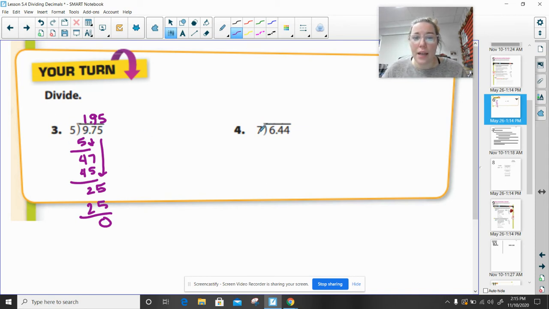Same here, okay? 7, I'm going to start by putting my decimal up top. 7 can't go into 6, but 7 can go into 64. 7 times 9 is 63. I subtract and get 1, bring down my 4. 7 goes into 14 twice, and I'm done because it cancels out. So when my divisor is a whole number, super easy.